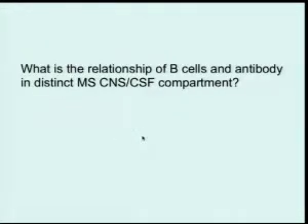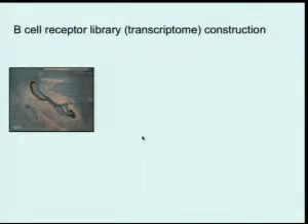More recently, we're interested in looking at the relationship between B cells and antibody. A fundamental question is, what does the spinal fluid represent in relationship to what's in the blood and what's in the brain? We sort of thought that the CSF may be kind of the urine of the brain and may not represent what's going on, but we're interested in examining this in more detail.